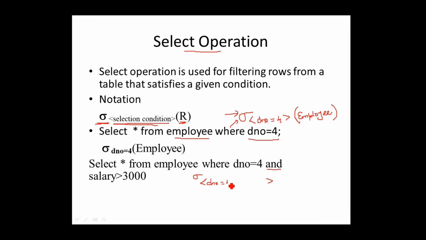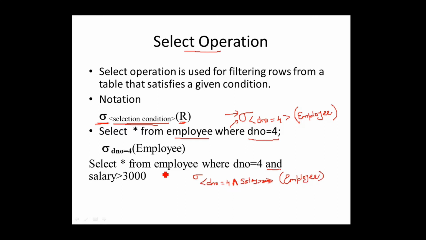What are the conditions you're going to have? Department number is equal to 4. There is an AND condition, and so you can use this symbol. And salary greater than 3000. So we have put the condition; on which table are you going to apply this? This is going to be on the employee table, so I'll just write it here. This is the employee table.